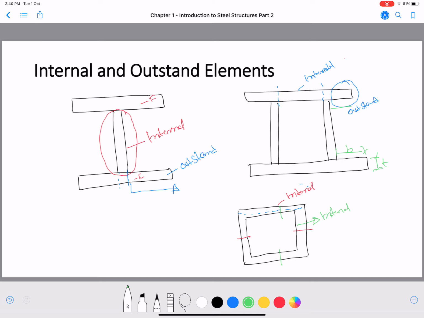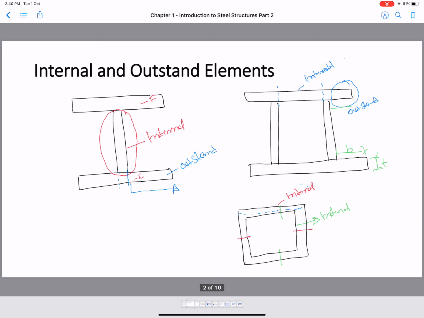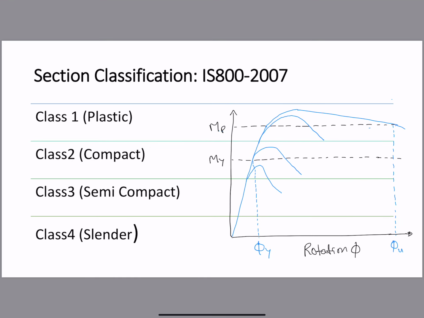Based on this B by T, we are able to find out the particular section classification. How have these classifications been defined? As I said, the sections are defined as class 1, class 2, class 3, class 4. Scientifically or engineering-wise, these can be classified as plastic, compact, semi-compact, and slender based on the behavior of the element.